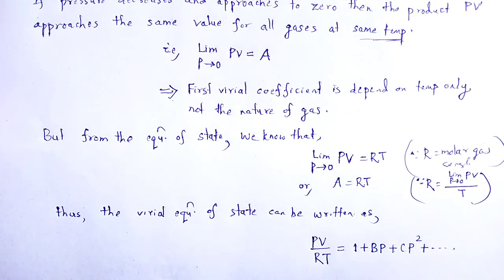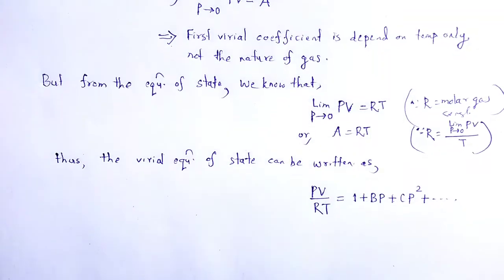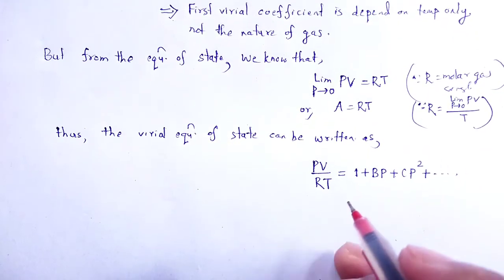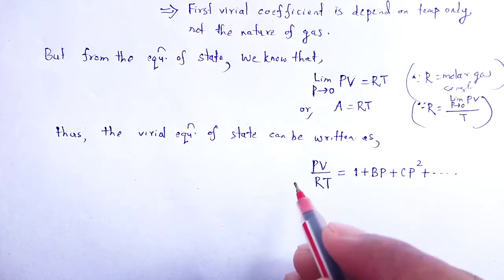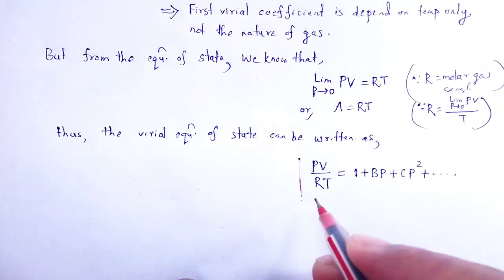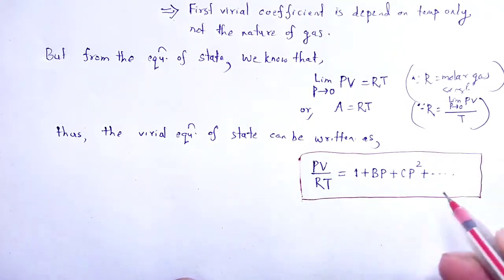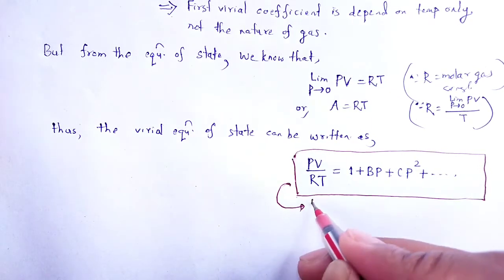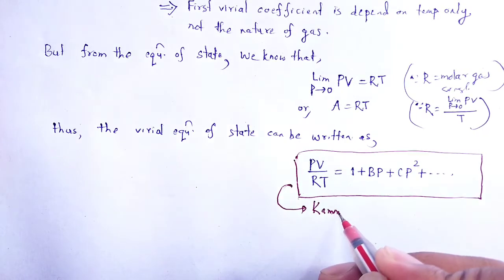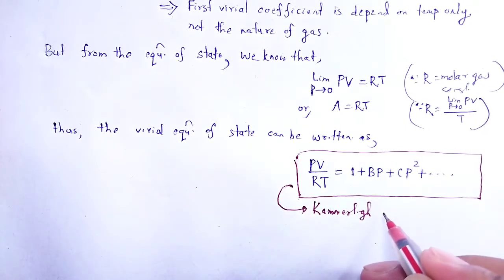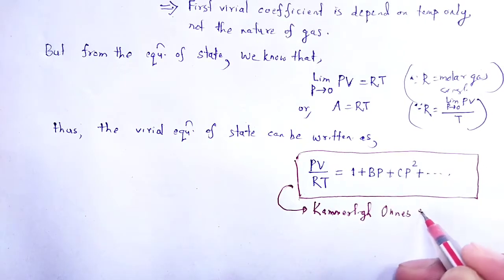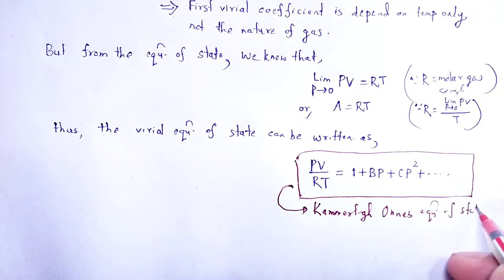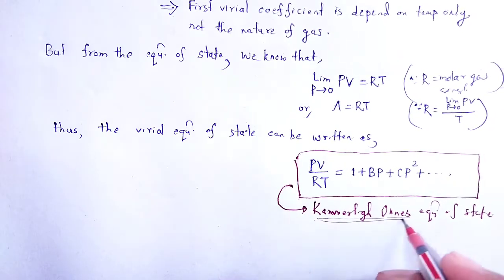That equation was introduced by the scientist Kamerlingh Onnes. That's why, according to his name, that equation is known as the Kamerlingh Onnes equation of state.